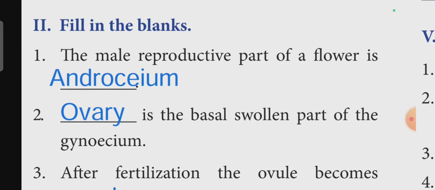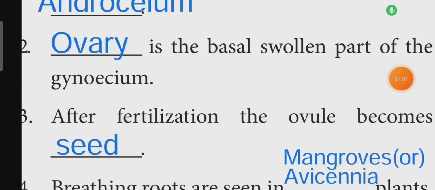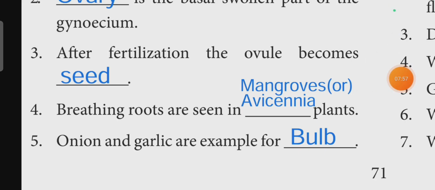Fill in the blanks. First one, the male reproductive part of a flower is androecium. Ovary is the basal swollen part of the gynoecium. After fertilization, the ovule becomes seed. Breathing roots are seen in mangroves or Avicennia plants. Onion and garlic are examples for bulb.